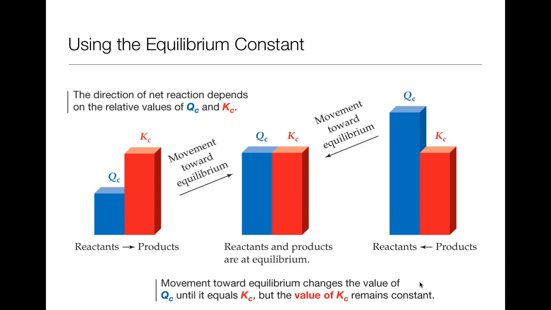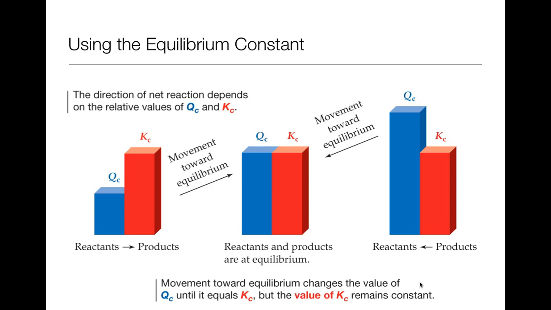So in the first example on the far left, you'll see that Qc is less than Kc. Again, I recommend writing out the expression for Qc and Kc. You'll realize that the only way Qc can be less than Kc is if the reactants are in greater excess than the products necessary for the correct ratio for the equilibrium constant. The only way that can happen is to convert more reactants to products until Qc equals Kc.